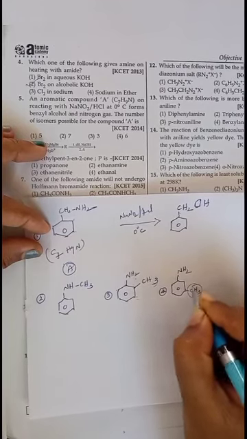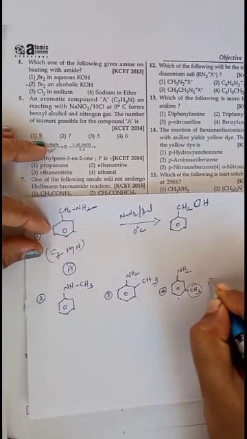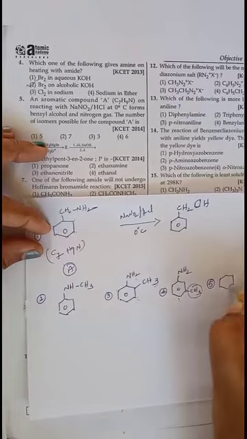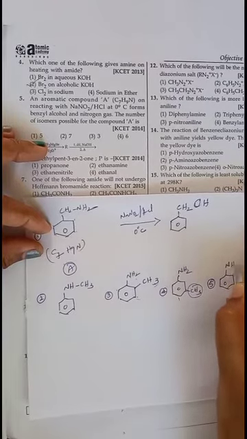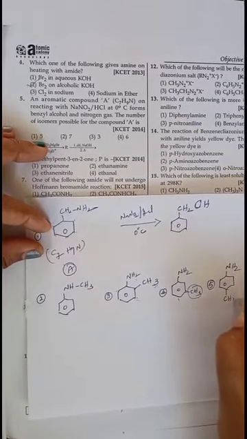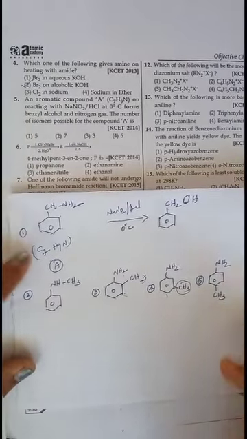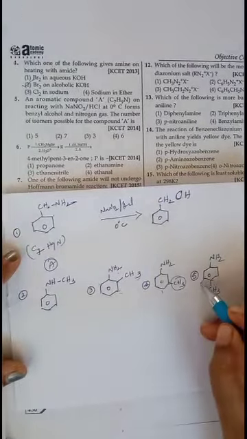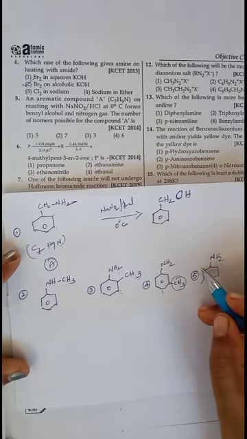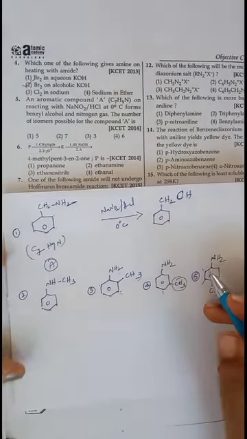If methyl group is present at para position, we will get one more isomer, NH2 and at para position methyl group. So these are the 5 possible isomers. If you write CH3 here, again it is meta. If you write CH3 here, again that is considered as the ortho.